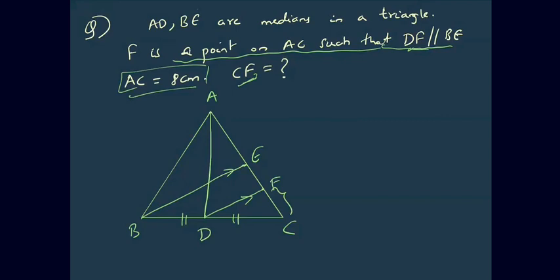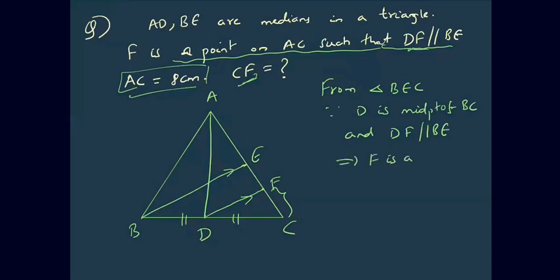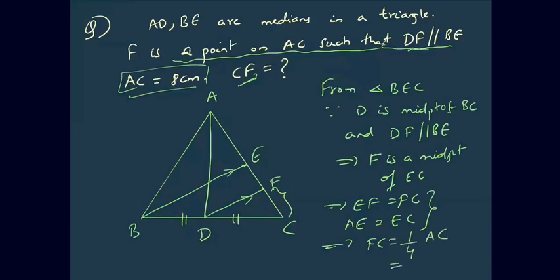Okay. So if we consider the triangle BEC, D is the midpoint of this side BC and DF is parallel to BE, right? This means that F must also be the midpoint of EC. So from triangle BEC, since D is the midpoint of BC and DF is parallel to BE, I can say that F is the midpoint of EC. This implies that EF equals FC. And also we know that since E is the midpoint of AC, AE equals EC. So by these two relations, FC is nothing but 1/4 of AC, so it is 2 centimeters.